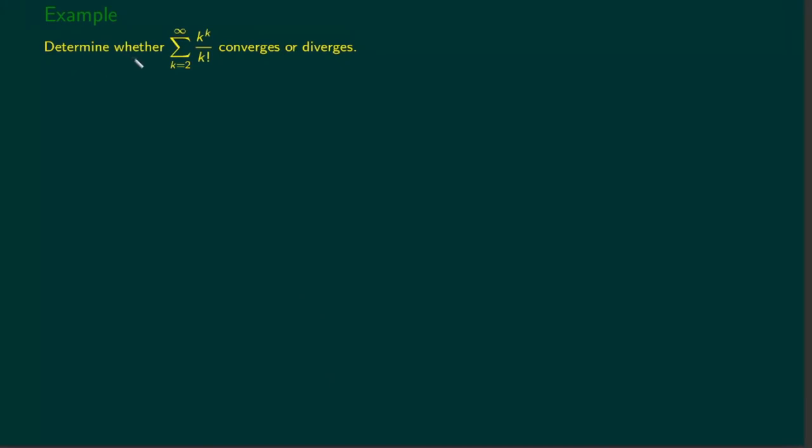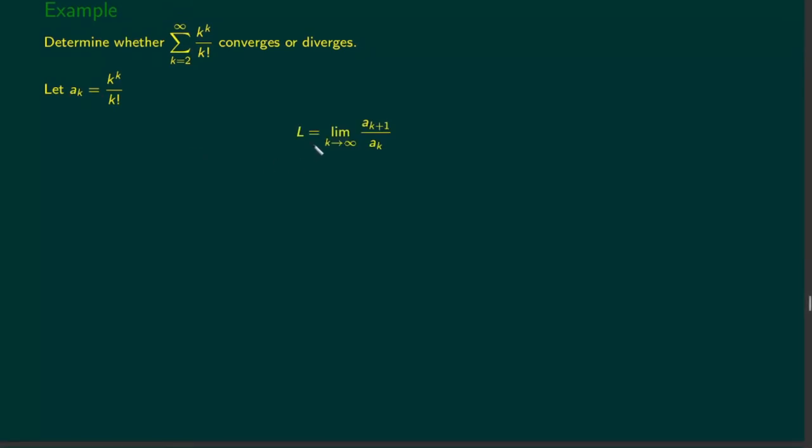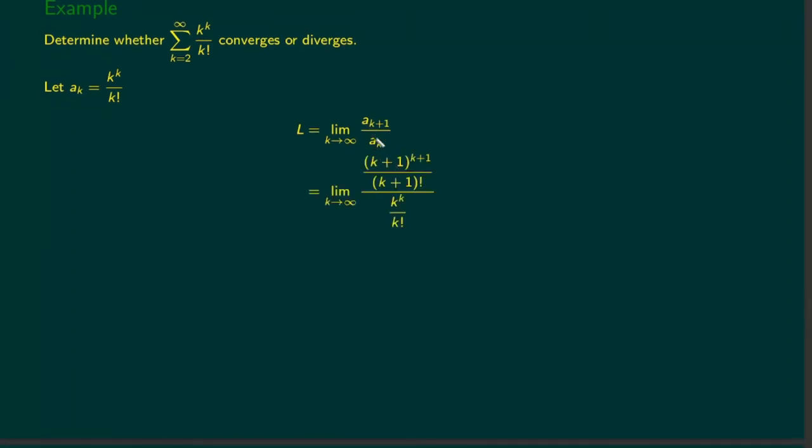In this example, we are asked to test for the convergence of this series. Here we will use the ratio test. So we'll start by labeling this term a_k. Now we are supposed to find the limit of a_{k+1} over a_k. So let's substitute for these terms. If you substitute k+1 for this k, we get this one, with the factorial. This is a_{k+1} and this is a_k.